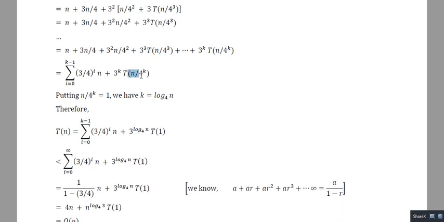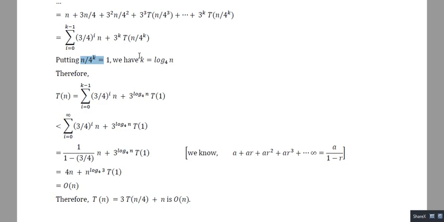So now taking this as 1, n will be what? 4 power k, and k equals log n base 4. Right. So you can write Tn equal to this thing, and 3 power, in place of k we can write log n base 4, into T1, because we are assuming that this thing is 1 after the kth iteration. Right. Okay.